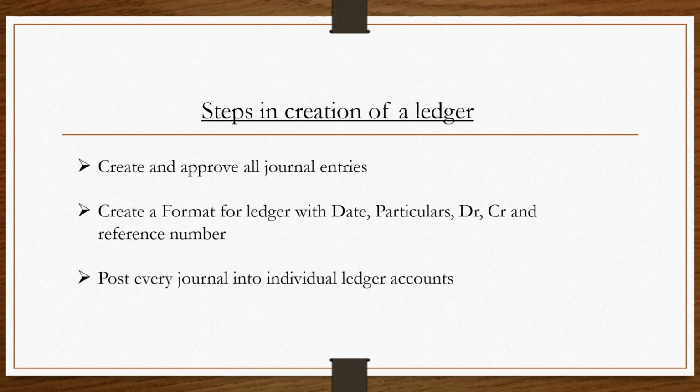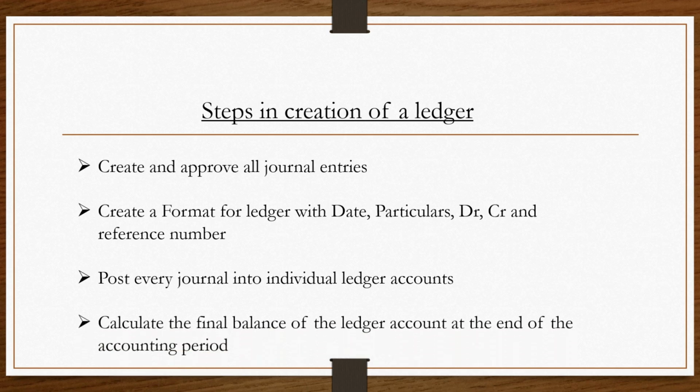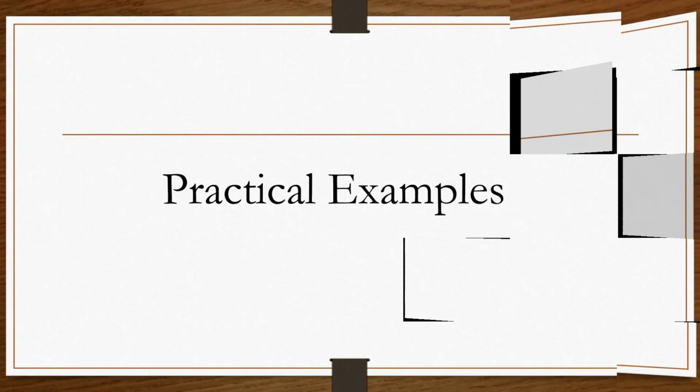The next step will be to take the journal lines and post them to the respective ledgers based on the debit and credit side amounts. Finally, once you are done, you have to calculate the balances of the ledger accounts so that you can pick them and start creating your trial balances and financial statements. So this was very simple. Now let's see how we create the ledgers practically out of the journals. So the next thing here is the practical examples.